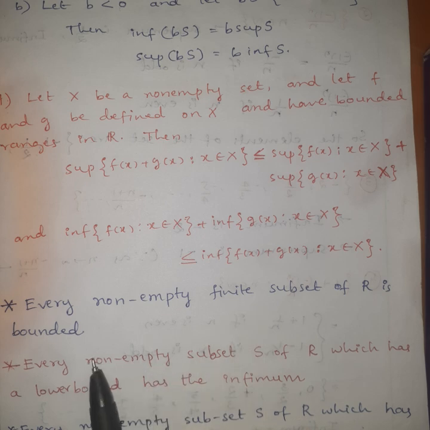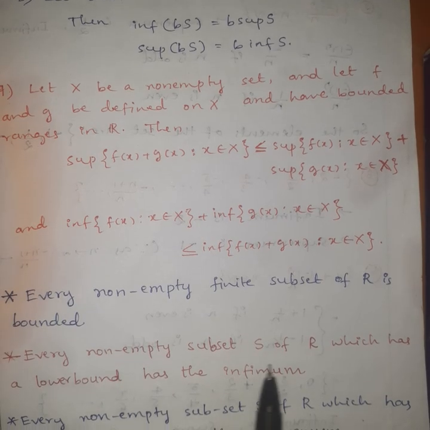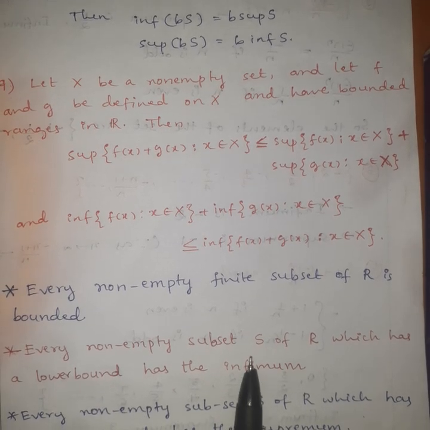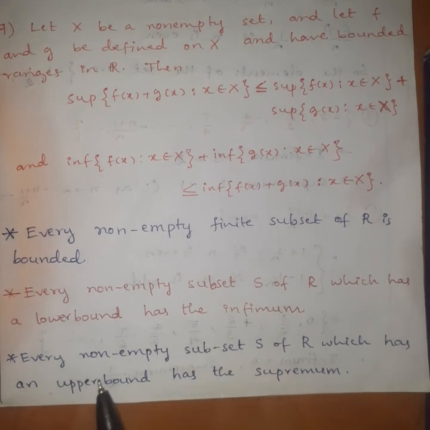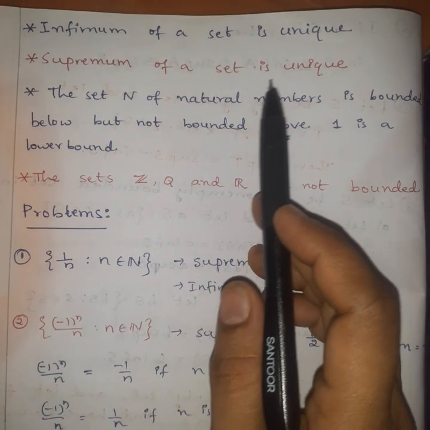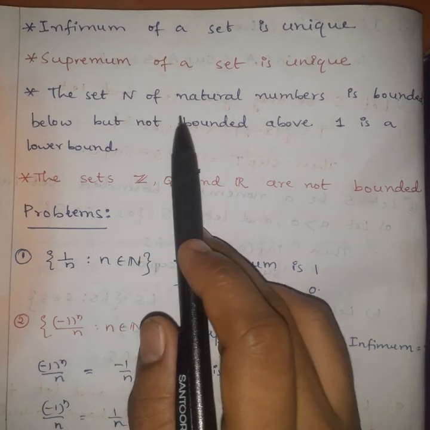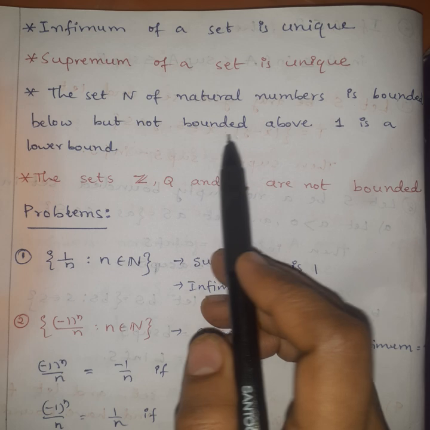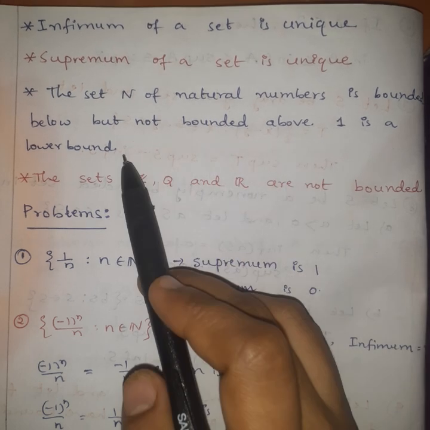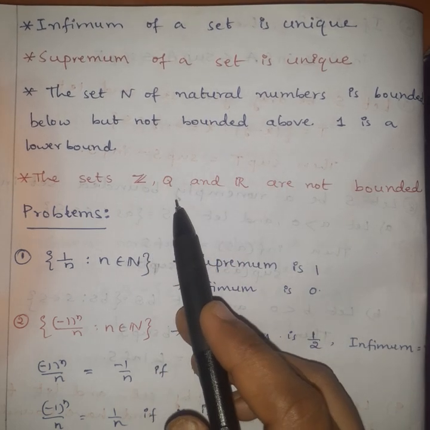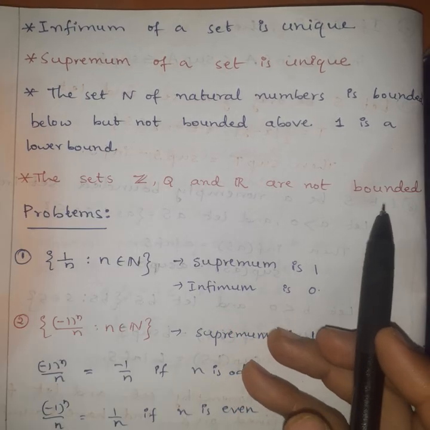Now some illustrations. Every non-empty finite subset of R is bounded. Every non-empty subset S of R which has a lower bound has the infimum. Every non-empty subset S of R which has an upper bound has the supremum. Infimum of a set is unique. Supremum of a set is unique. The set N of natural numbers is bounded below but not bounded above. 1 is a lower bound. The sets Z, Q and R are not bounded.